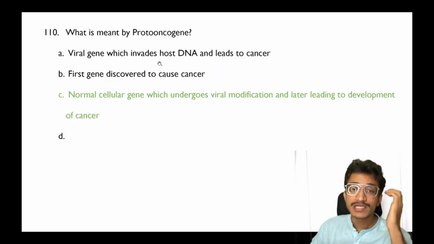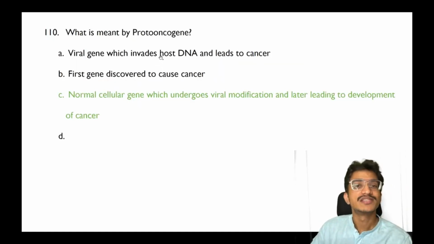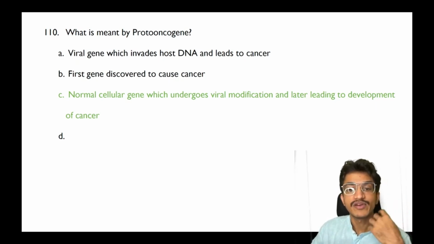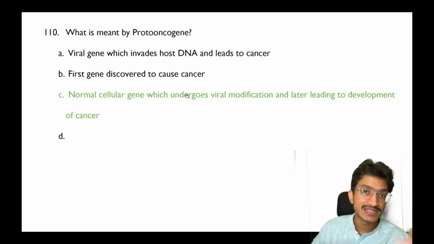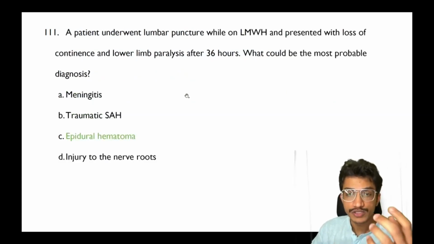What is a proto-oncogene? It is basically before oncogene. It is a gene which normally stimulates growth of the cells, but if it undergoes some modification and then leads to development of cancer, it is known as an oncogene.